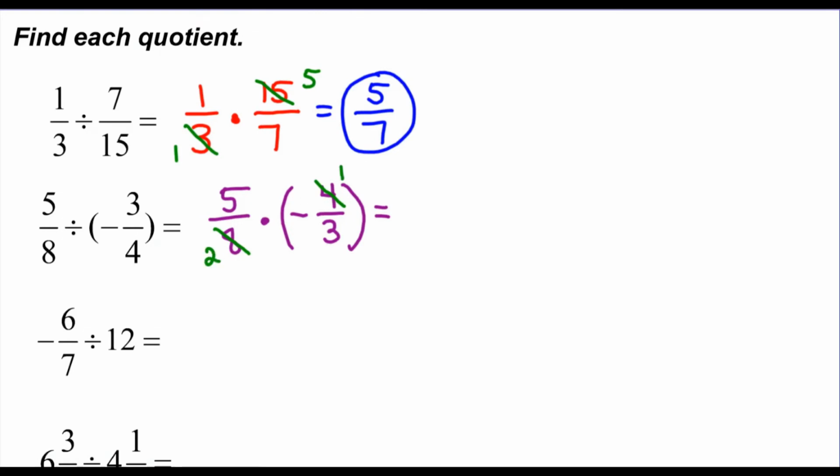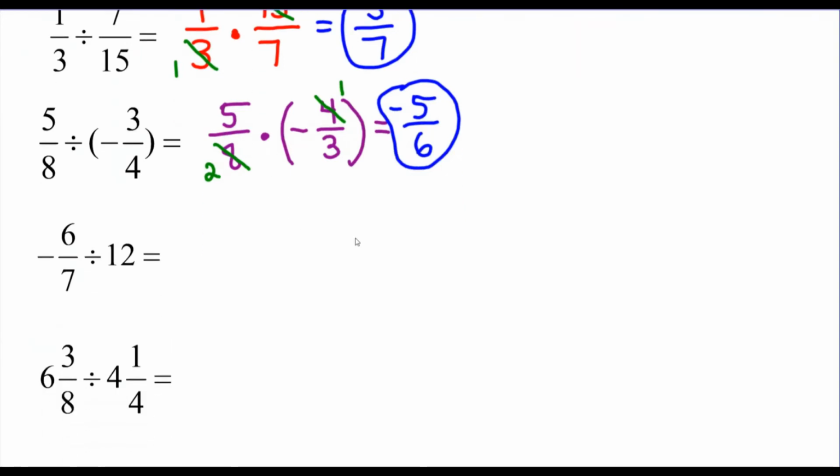So when I multiply these, 5 times 1 is 5. And 2 times 3 is 6. And this was a positive times a negative. So it's -5/6. Don't forget your negatives in there. It's easy to overlook those things when multiplying or dividing our rational numbers.